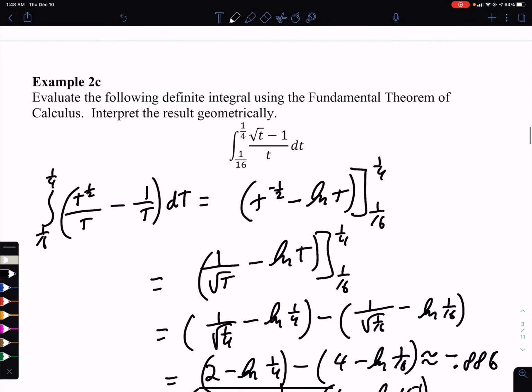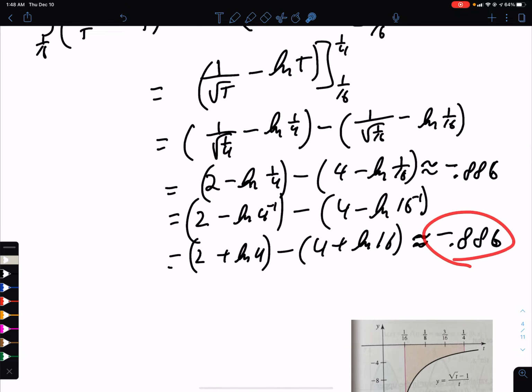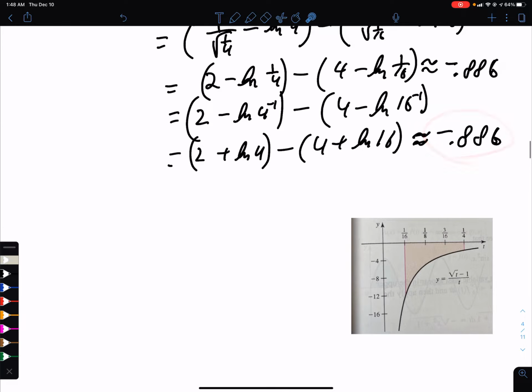Now, what does this mean? The net area from 1/16 to 1/4 of that curve is going to be negative 0.886. Yeah, and that makes sense. Here's the graph. There's negative 1/16. There's 1/8. It's got to be negative because it's underneath. And so the area of that little piece is going to be 0.886.